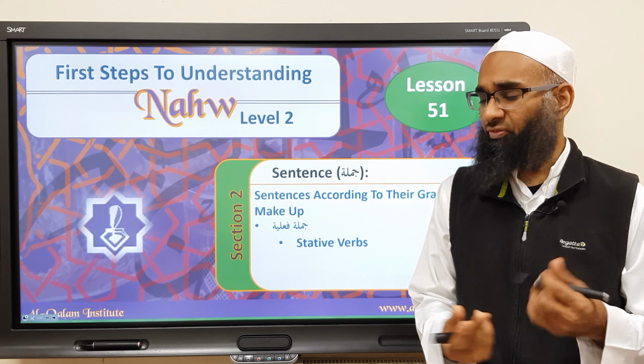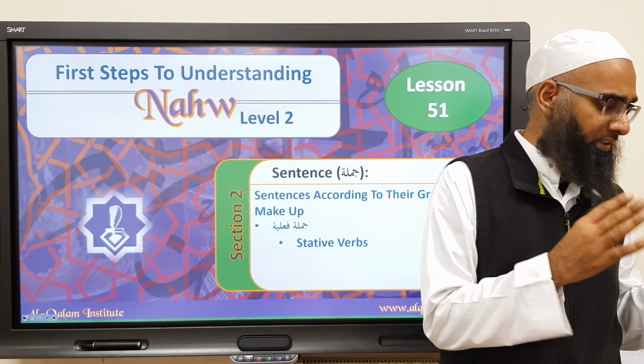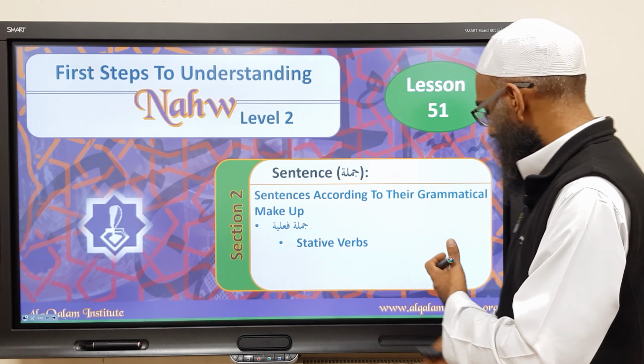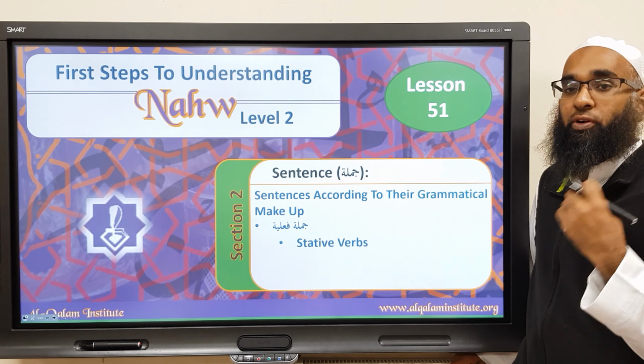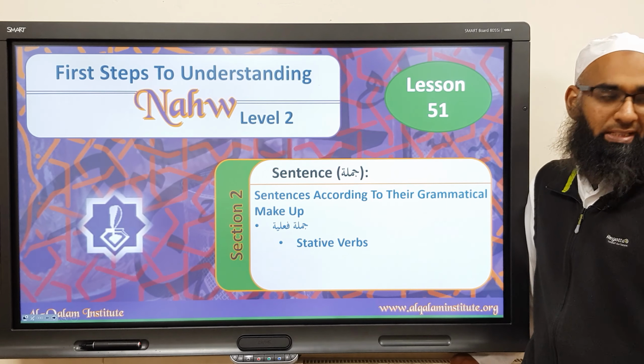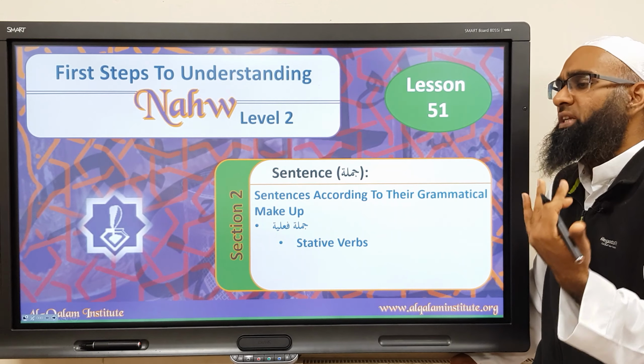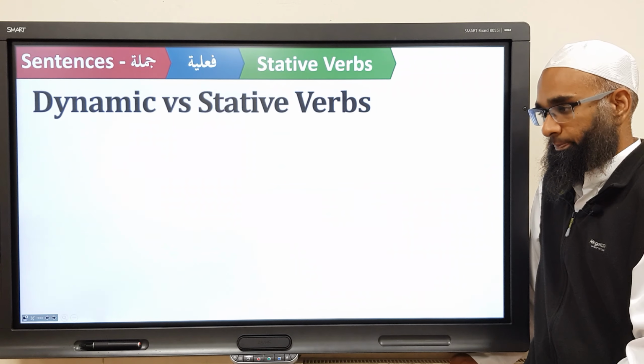So we've discussed the basis of fa'il and fa'il. The only new thing we learned was what? Qad. Now this is something I want to discuss. It's called stative verbs. In Arabic there's no such thing as stative verb, but for English translation it's slightly different. So you need to be aware of this.